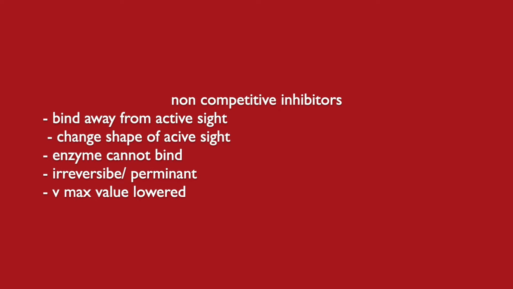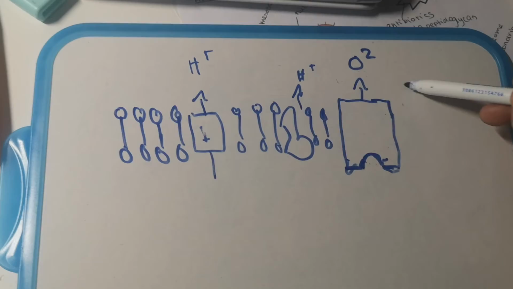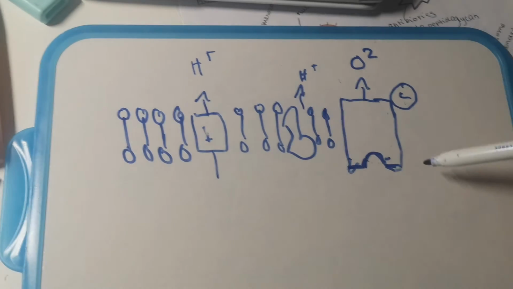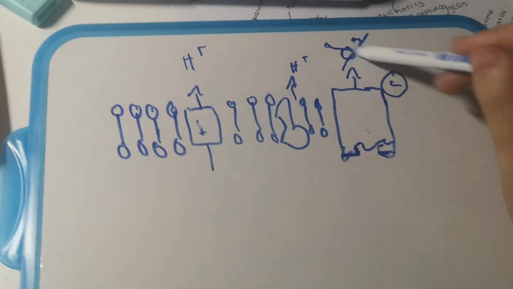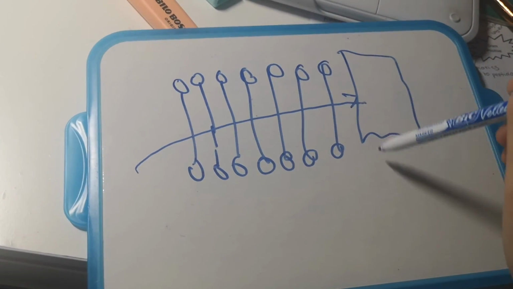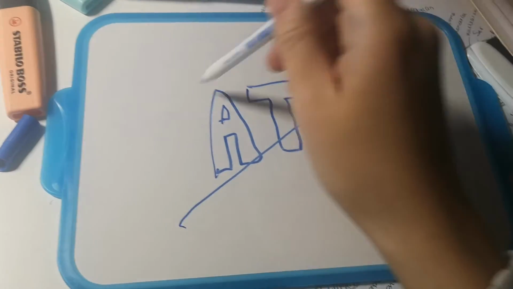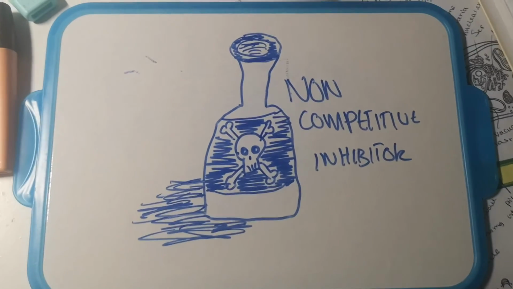Non-competitive inhibitors bind away from the active site, so it changes shape and the substrate cannot bind. They are irreversible, permanent, and the Vmax is lowered. Cyanide is an example of a non-competitive inhibitor. It binds to the final enzyme in the electron transport chain, which prevents the enzyme from catalyzing the reaction from oxygen to water. This prevents the flow of electrons down the electron transport chain, and no ATP can be generated, which results in death, which is why cyanide is considered to be a poison.